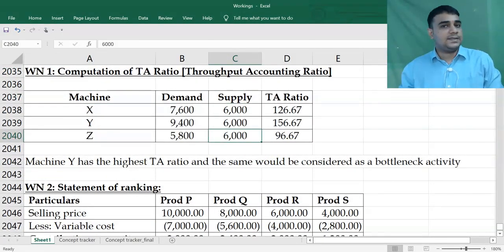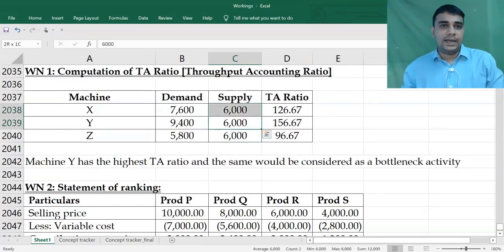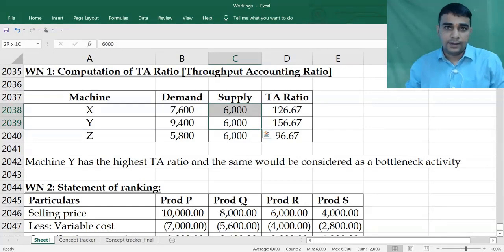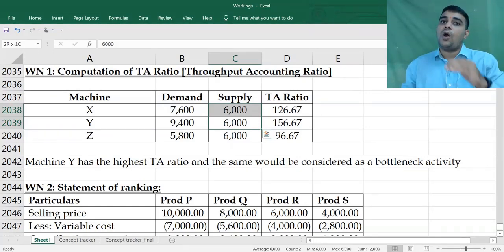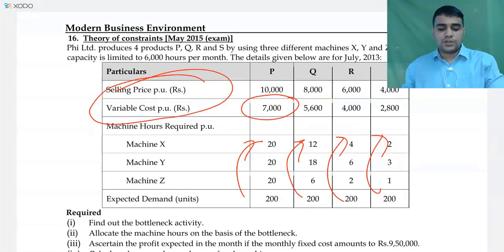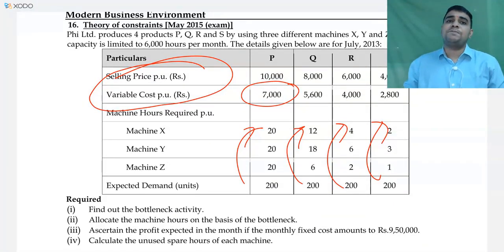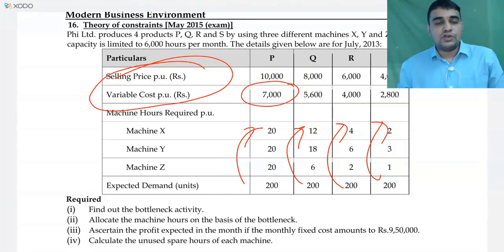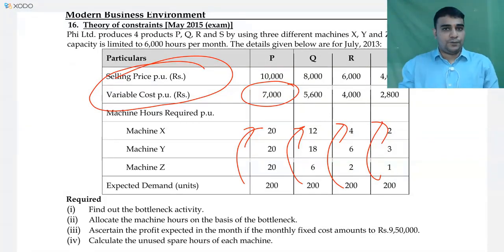Z will not exceed 6,000, but Y or X, any of them can exceed 6,000. I will have to ensure that the utilization of all departments is below 6,000. And one of the requirements of the question is, what is the spare capacity of each machine? So I also want to know the utilization of each machine, so I can find the spare capacity.